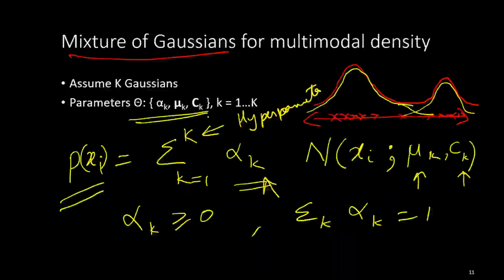Here it is not so straightforward to find what are the different alpha k's. It's not easy to find what are the different mu k's and what are the different Ck's. So those have to be found using an algorithm which is not as straightforward as taking the sample mean or the sample covariance that we saw in the case of a single Gaussian. Now we have a mixture of Gaussians.